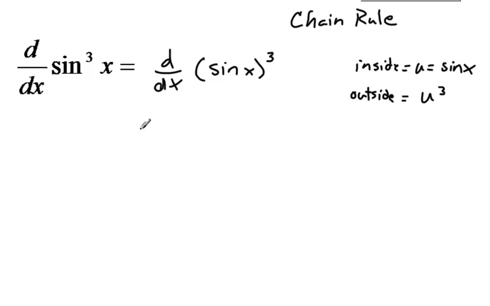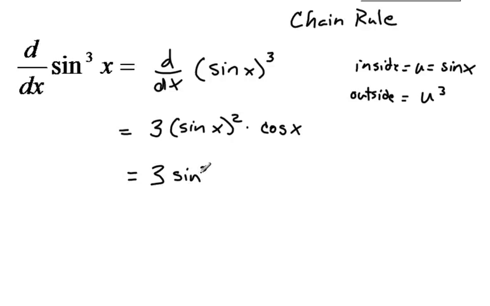Okay? So let's take our derivative of our outside. That's going to be 3 sine x squared times the derivative of the inside. The inside is sine x, so that's going to be cosine x. And this is perfectly fine, but typically when we're squaring sine, we like to write it right here so that we don't need as many parentheses. And there's our final answer.